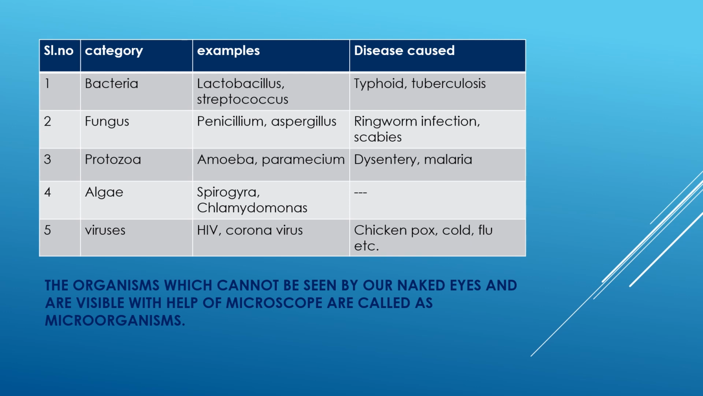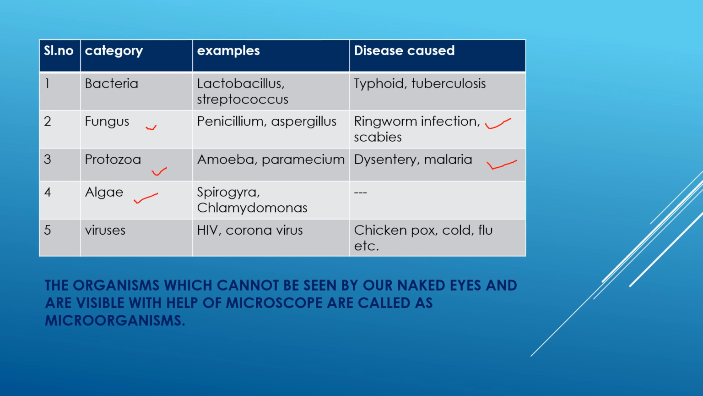And you have got in the next section the examples: bacteria, lactobacillus, streptococcus, which causes diseases like tuberculosis and typhoid; fungus, example penicillium, aspergillus, which causes ringworm infection and scabies; protozoa, whose examples are amoeba and paramecium, which causes diseases like dysentery and malaria.